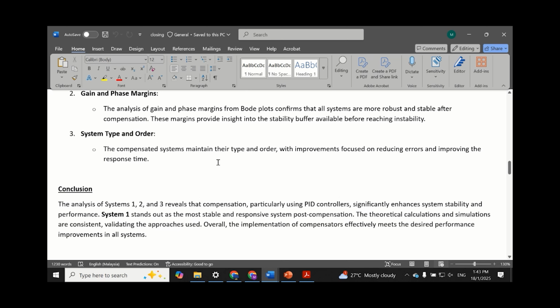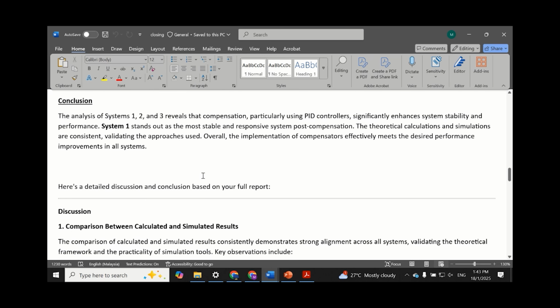System type and order. The compensated systems maintain their type and order, and the improvement focuses on reducing error and improving the response time. The analysis of Systems 1, 2, and 3 reveals that compensation, particularly using a PID controller, significantly enhances the system stability and performance. System 1 stands out as the most stable and responsive system post-compensation. The theoretical calculation and simulation are consistent, validating the approaches used. Overall, the implementation of compensators effectively meets the desired performance improvement in all systems.